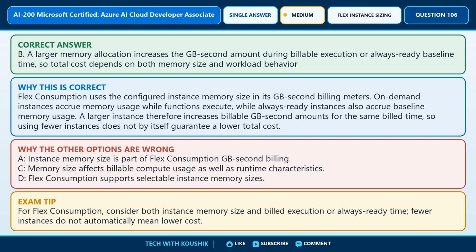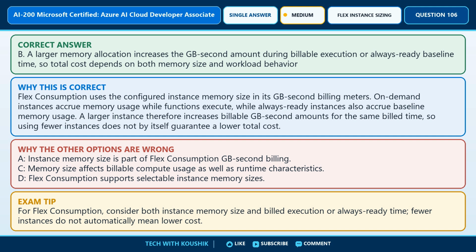On-demand instances accrue memory usage while functions execute, while always-ready instances also accrue baseline memory usage. A larger instance therefore increases billable gigabyte-second amounts for the same build time, so using fewer instances does not by itself guarantee a lower total cost.